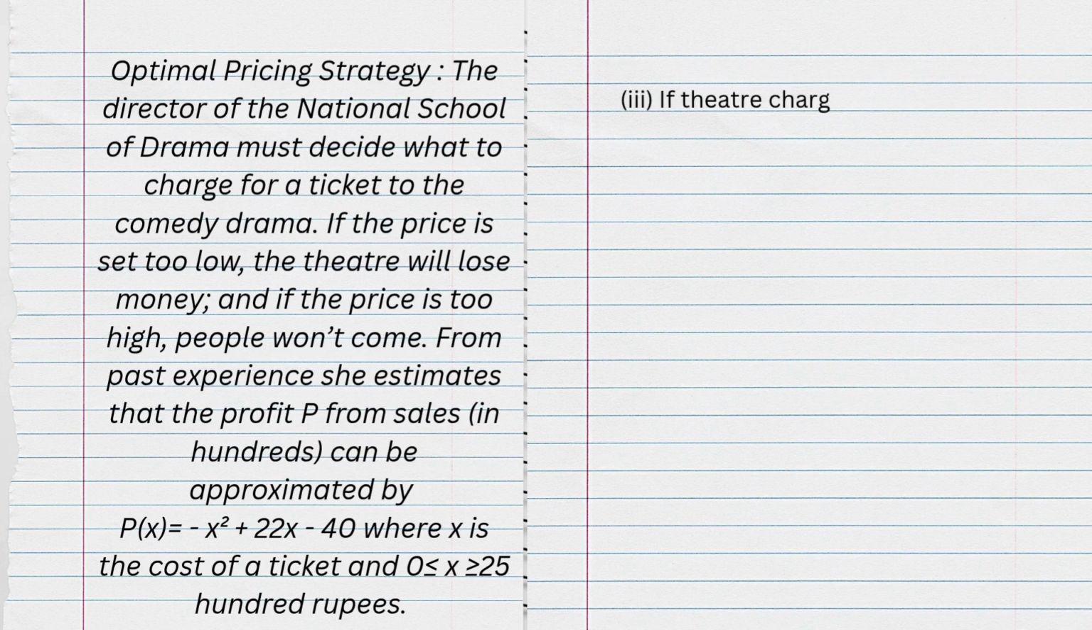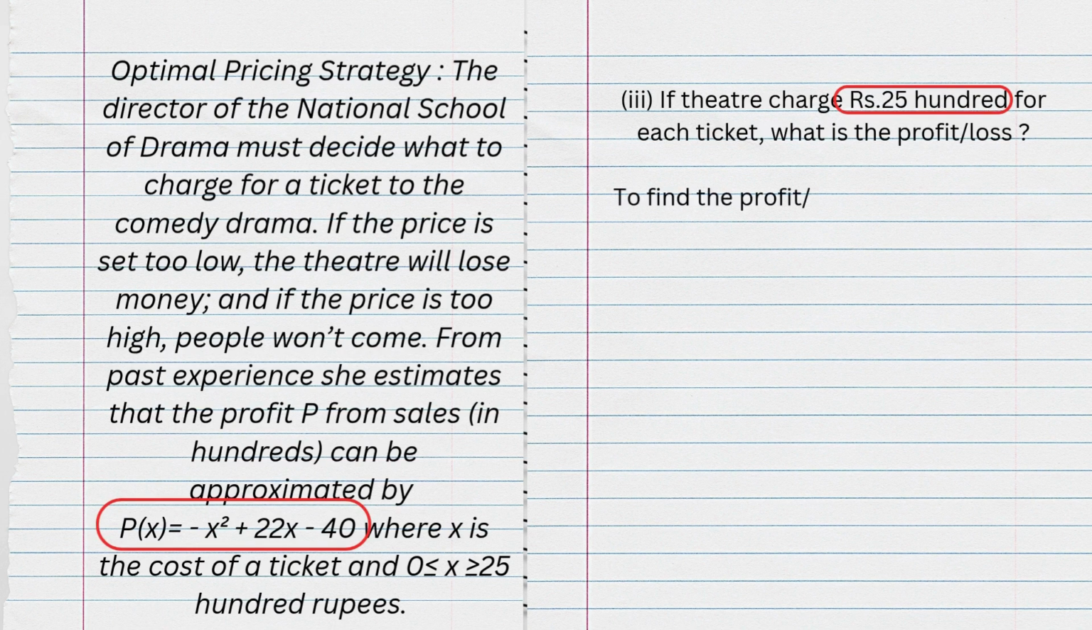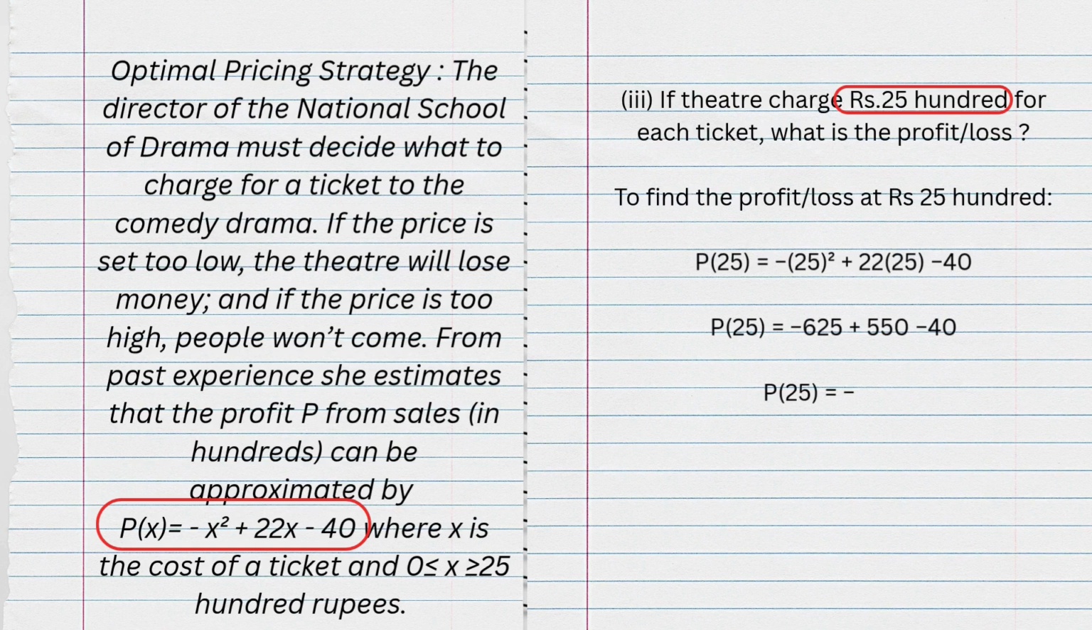In the third part, it says if theater charged rupees 2500 for each ticket, then what is the profit or loss? Similar to the previous question, here also we are going to replace x with 25 in the polynomial. That results to give P(25) as minus 115. Therefore, there is a loss of 11500.